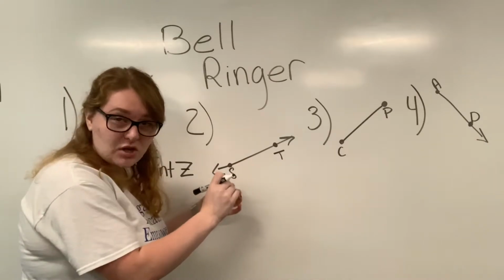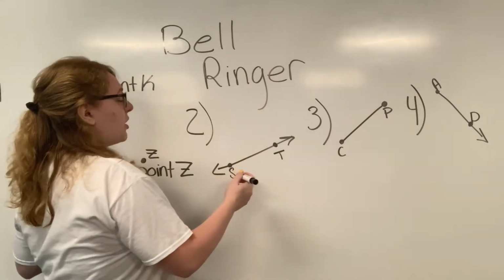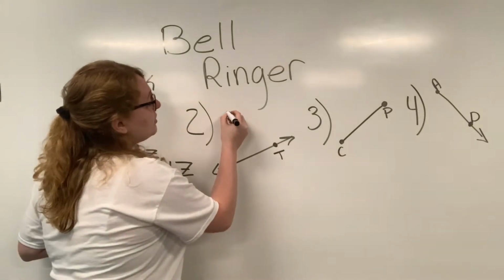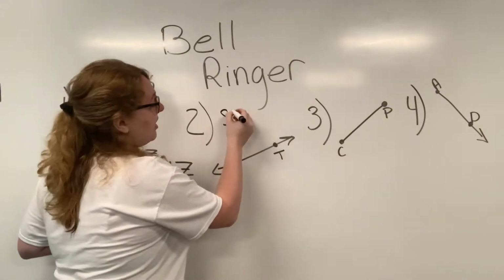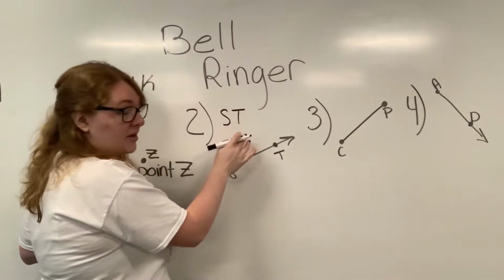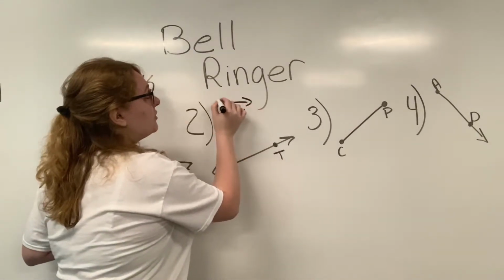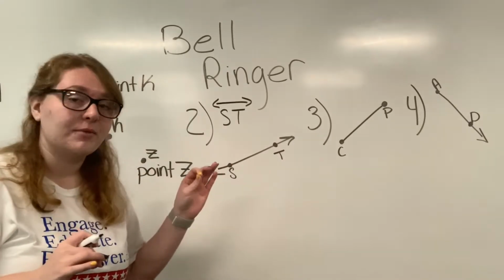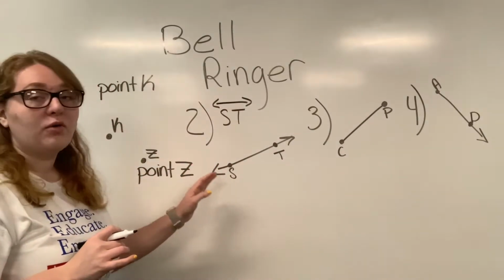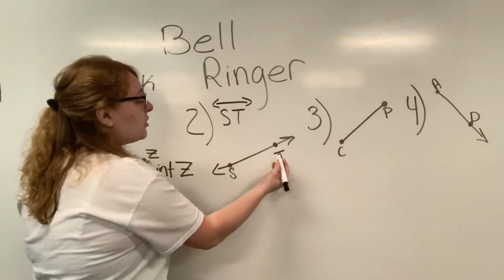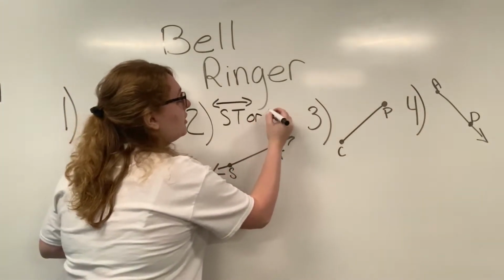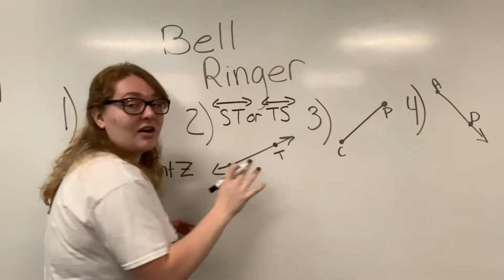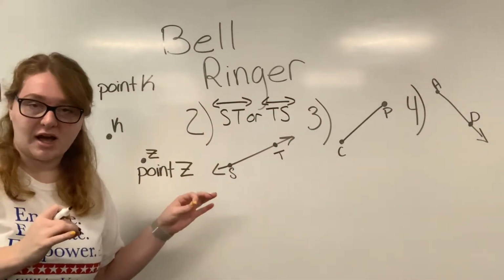Okay? Number 2, we have a line, and remember a line goes on forever, and we want to look at the points on the line. This one has an S and a T. So we can name one point S and the other T, both capital letters, and then draw a line over top with both arrows to show that it's a line and it goes on forever. But you could also switch the points. So this could also be line TS. But again, you need that line with the arrows over top.